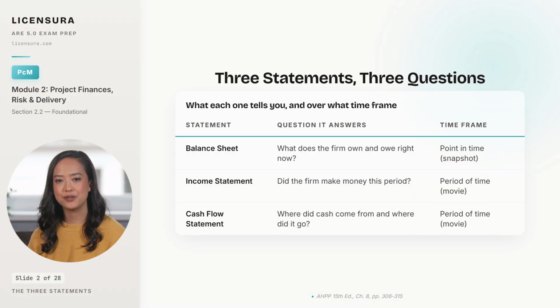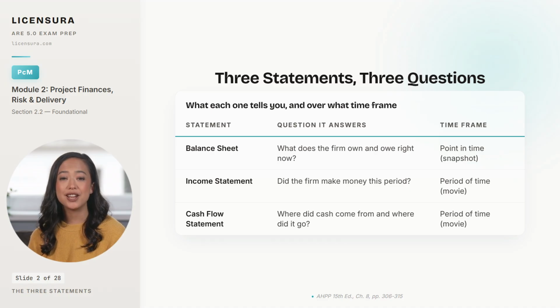3 statements, 3 questions. The balance sheet answers what the firm owns and what the firm owes at a specific moment, typically the last day of the month, the quarter, or the year. It is a snapshot. The income statement, sometimes called the P&L for profit and loss, answers whether the firm made money over a period of time, like the month of March, or the second quarter, or the fiscal year. It is a movie of the firm's revenue and expenses, frame by frame.